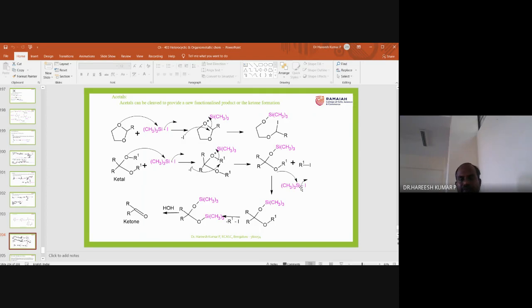So what will happen? It will form a disilyl ether. This on hydrolysis gives rise to a ketone. So what it means is, acetal or ketol on reaction with trimethyl silyl gives rise to an aldehyde or ketone. In the case of acetal, iodo-silyl ether is the product. In the case of ketol, a ketone is the product. So with this, I will go to the next slide.